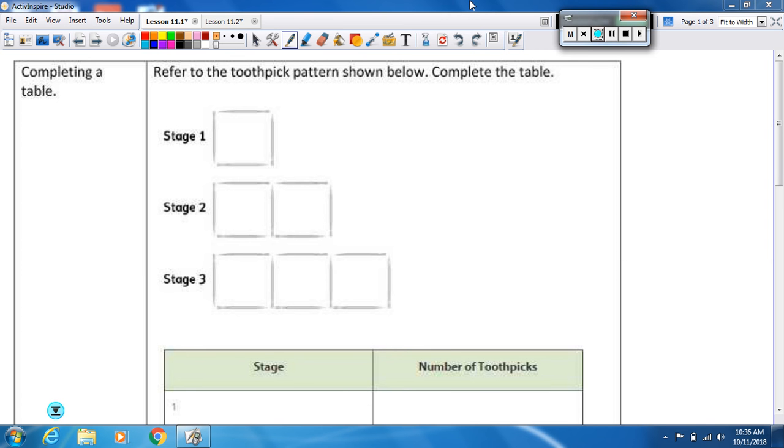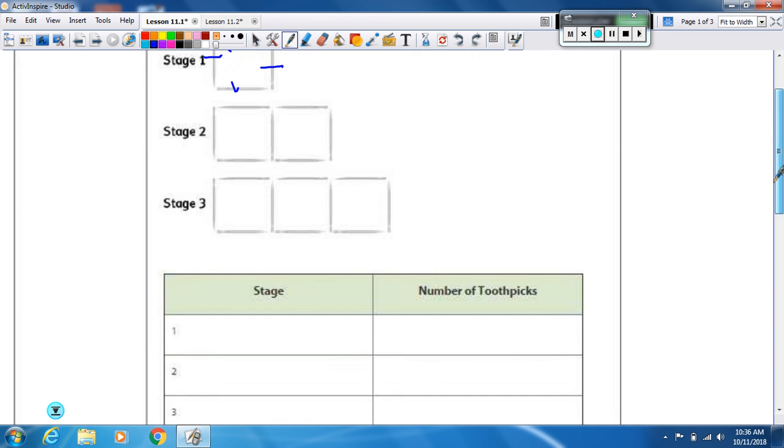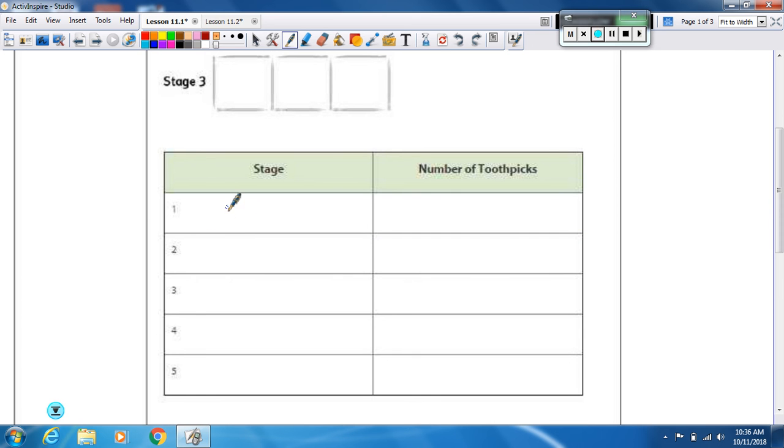Refer to the toothpick pattern shown below. Complete the table. So in stage 1, you have 1, 2, 3, 4. You can't hardly see these numbers, so let me write them out here. 1, 2, 3, 4, 5. So in stage 1 you had 4.